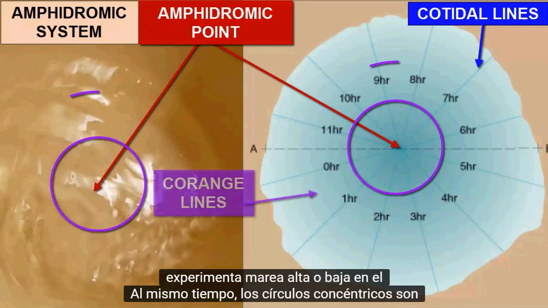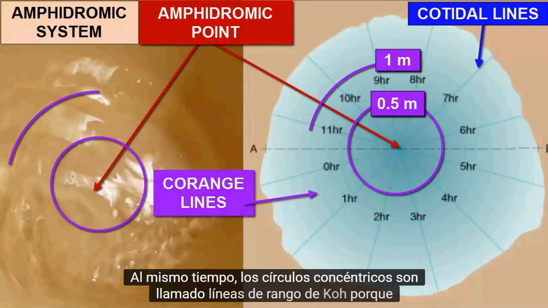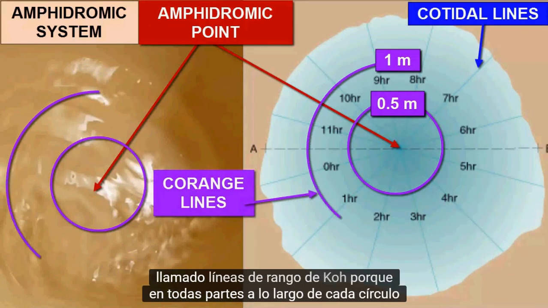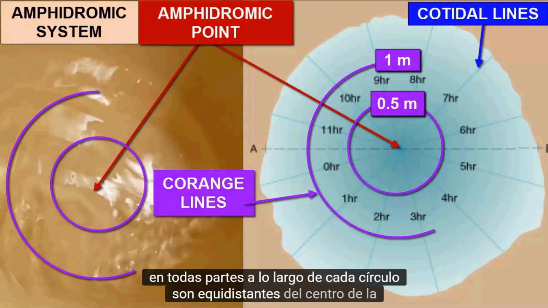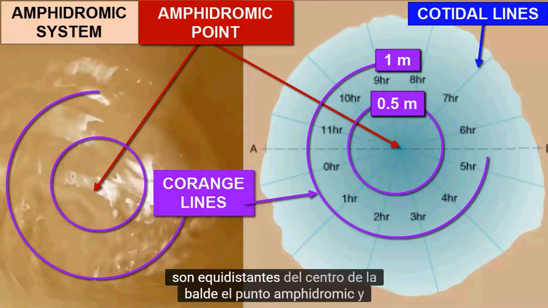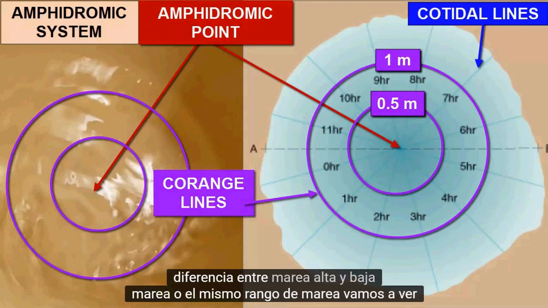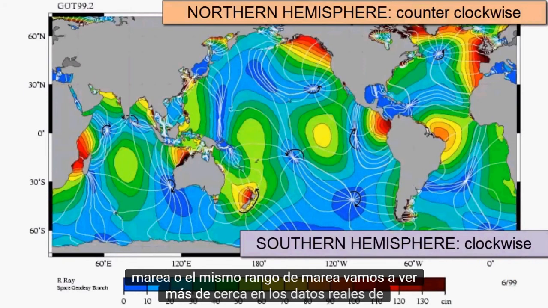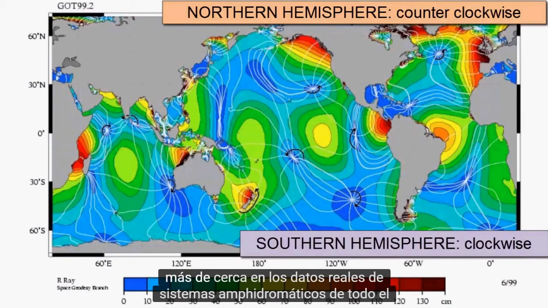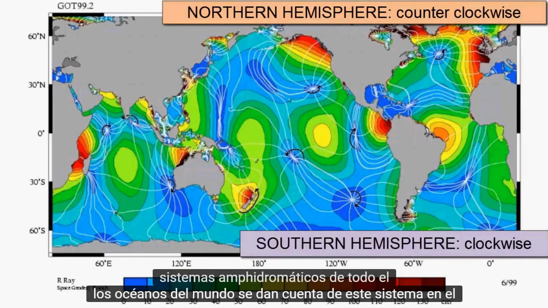The concentric circles are called co-range lines because everywhere along each circle, locations are equidistant from the center of the bucket, the Amphidromic Point, and therefore they experience the same difference between high tide and low tide, or the same tidal range. Let's look more closely at actual data of amphidromic systems from across the world's oceans.